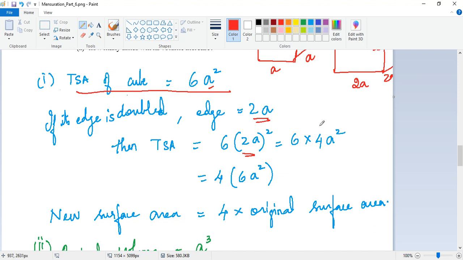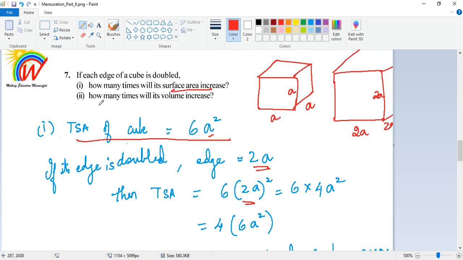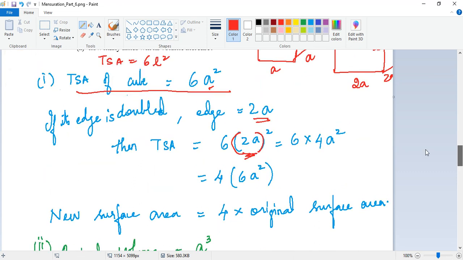Because the formula for TSA, I can write it as 6 into L square. Now if L is A, I'll keep it as A. If L is 2A, I'll put 2A over there for L, right? So 2A the whole square. So the 2 and A both will be squared. Be careful with this, okay? So now you have 6 into 2 square is 4, A square. So I can write 4 outside, and 6A square I'll keep inside.